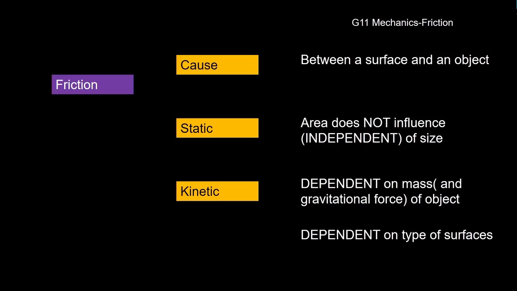So let's have a look at what causes friction. On my board I have an overview. We have the cause of friction, and then we have the two kinds of friction. There's static and kinetic. So what causes friction? Well, when we have two surfaces that are rubbing together, then we have friction. The output of friction is heat, so things get hot.